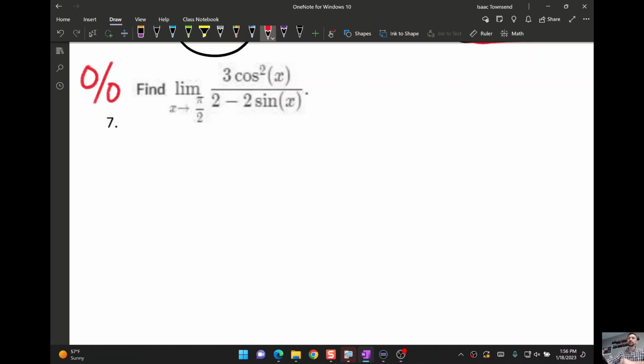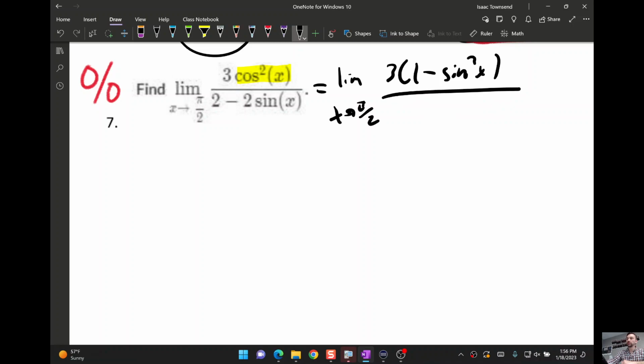Did you start with direct substitution? Yeah. Okay, that's what I'm wanting you to say. You got 0 over 0. And so then you said you changed this to be what? 3 times 1 minus sine squared x. That's what I would also do. Did you do anything to the denominator? No. Why don't you factor it? You see that you could. Yeah, I turned it into 2 times 1 minus sin x.